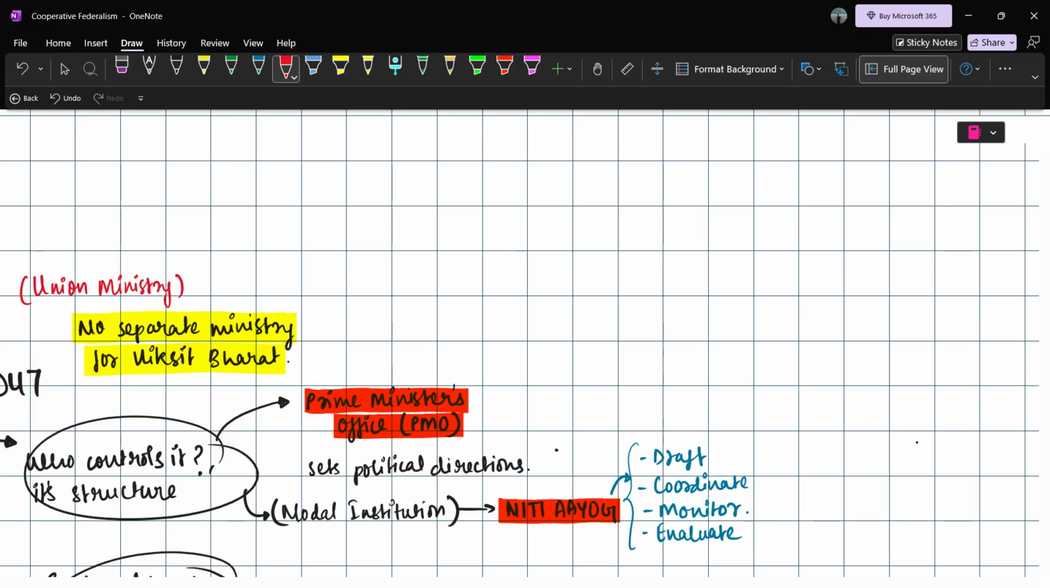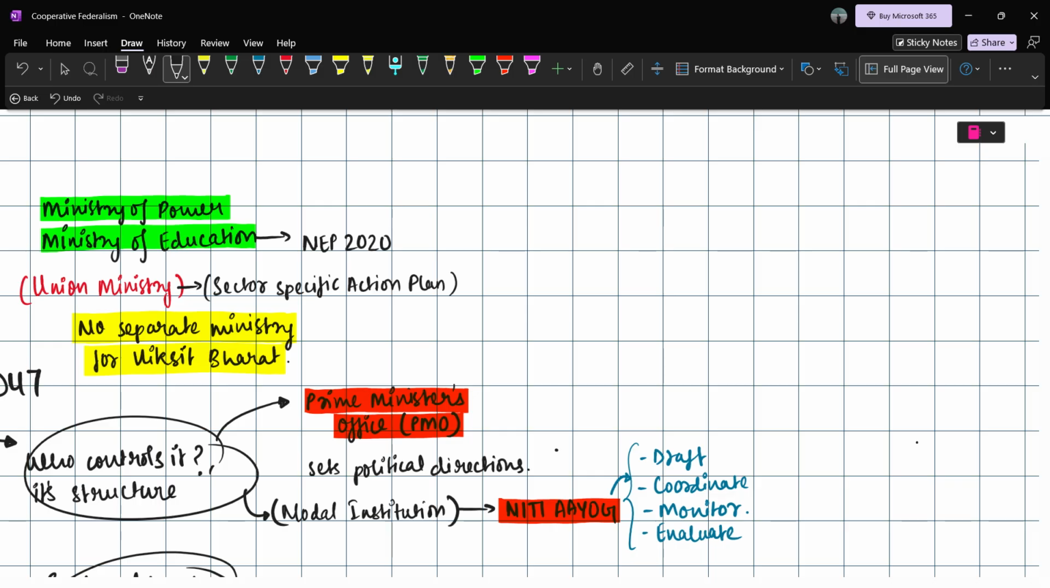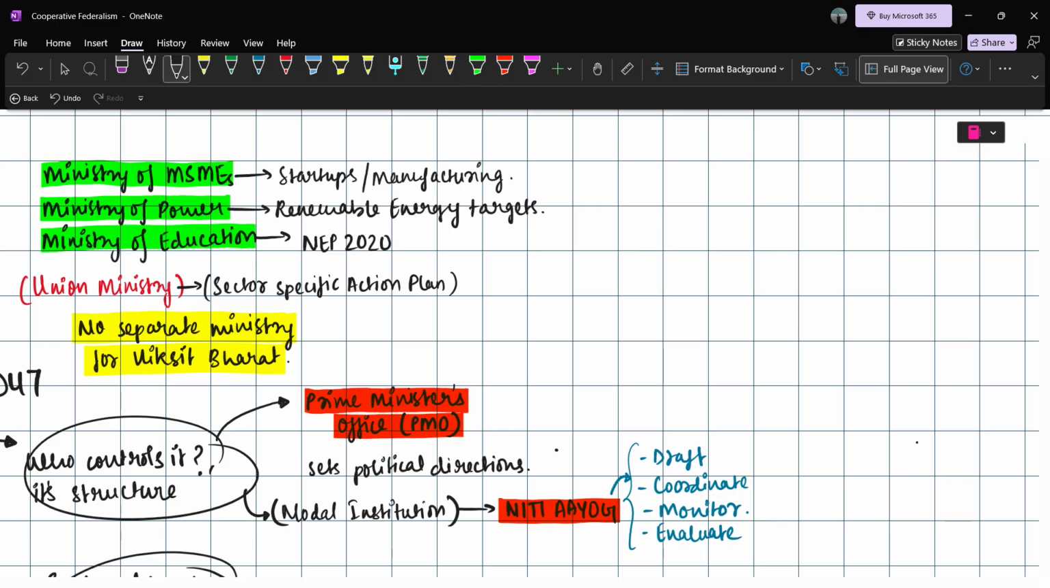Every union ministry is responsible for preparing its own sector specific action plan, which is aligned with the mission. For example, the Ministry of Education focuses on NEP 2020, the Ministry of Power works toward renewable energy targets, the Ministry of MSMEs promotes startups and manufacturing, and so on. The state governments are equally involved. Each state is being encouraged to prepare its own Viksit Rajya 2047 plan aligned with the local realities.